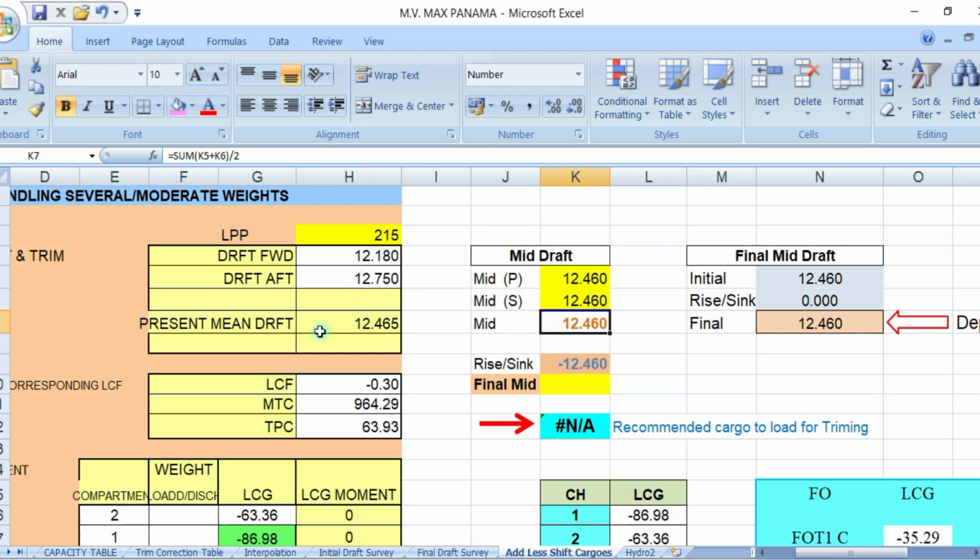Okay, now once you get this main draft, it is proper, or it is standard operation. Once you get this main draft, you have to get this LCF, MTC, and TPC. Okay, so the LCF of this main draft is 0.30, and the MTC is 964.29 and TPC is 6.93. So we will check 12.465.